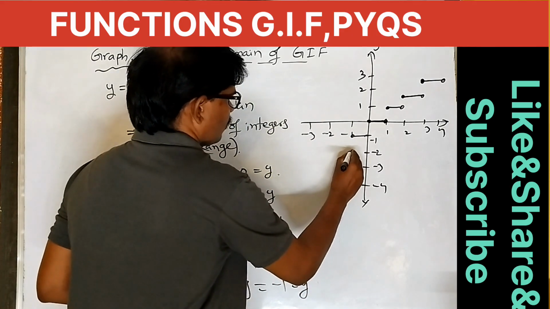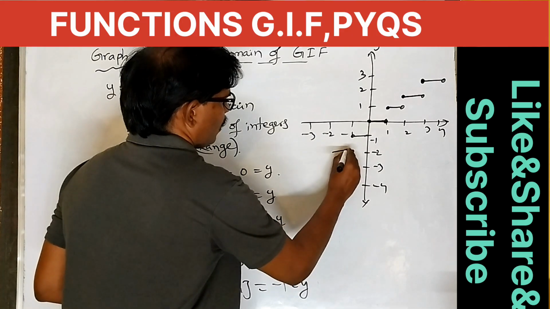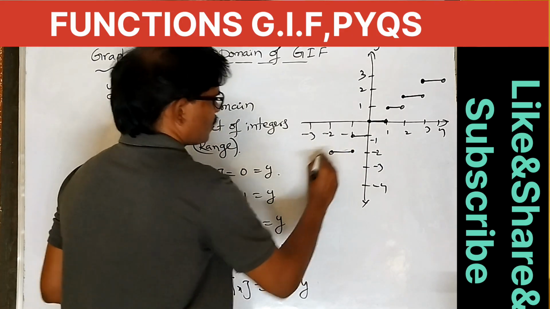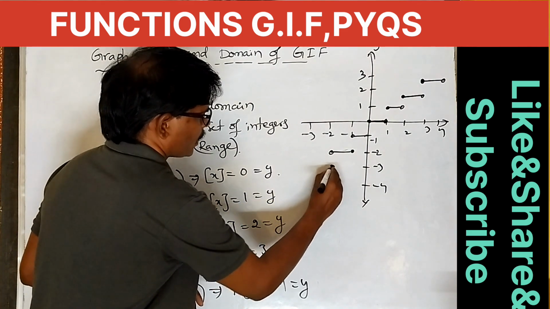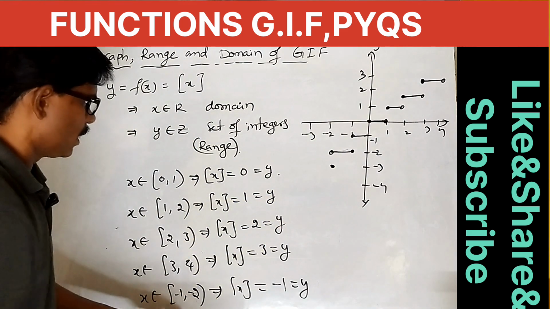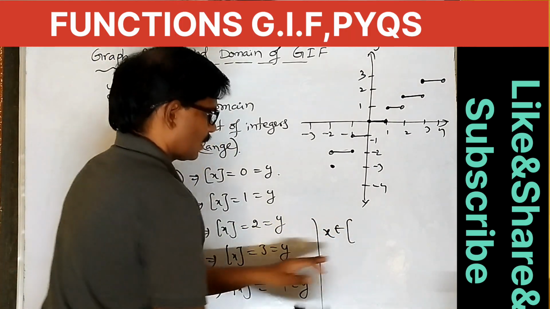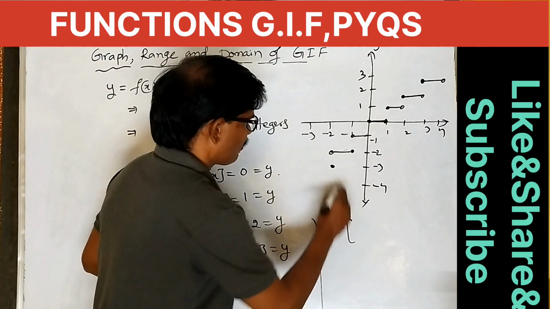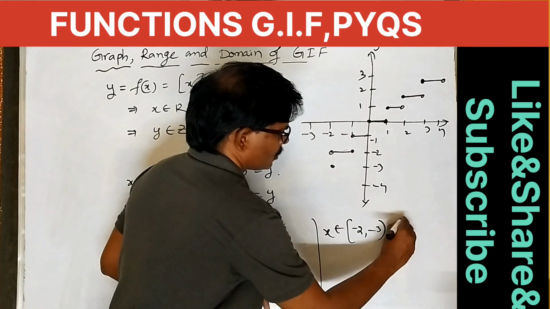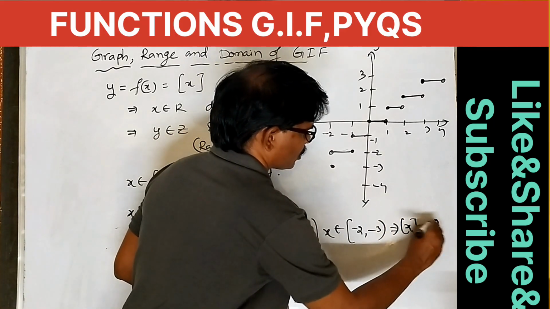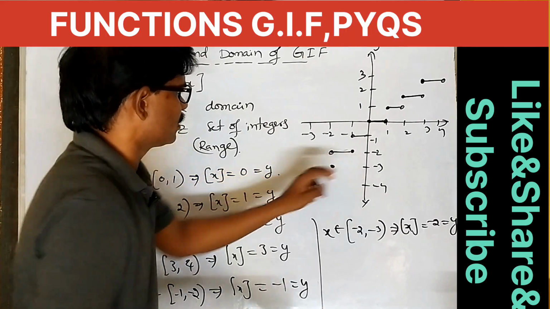Next, from here to here, this is the closed circle and this is the hollow circle. Another one: this closed circle means minus 2. Minus 2 is right here. Here x belongs to closed interval minus 2 to minus 3, that implies step of x is equal to minus 2. Minus 2 is equal to y, which means this is the hollow circle.